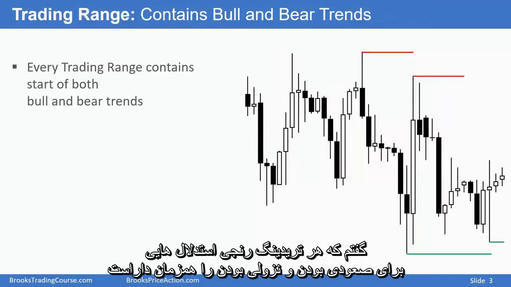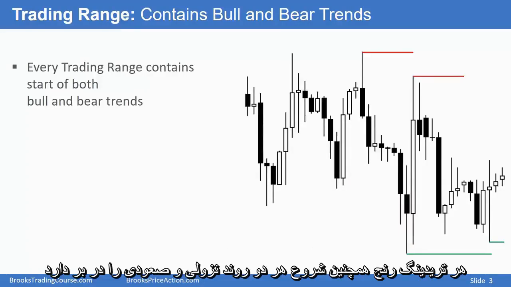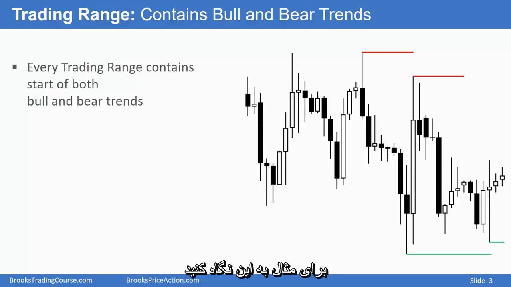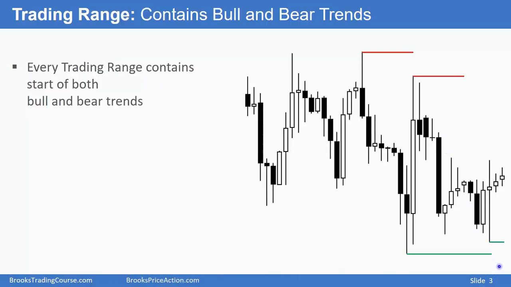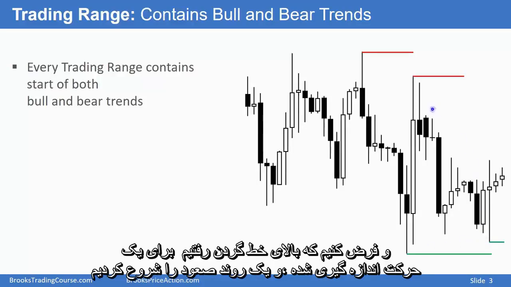I said that every trading range has both bull and bear arguments. Well, every trading range also contains the start of both bull and bear trends. For example, look at this. We're getting lower highs, and if this chart continued down, you would say that the bear trend began here. Likewise, here we got a double bottom, and let's say we break above the neckline and go up for a measured move and start a bull trend.